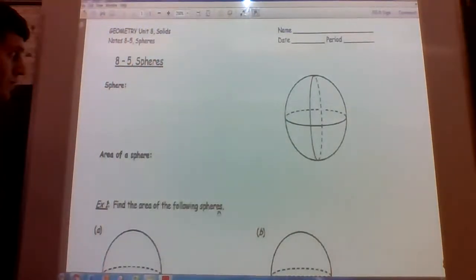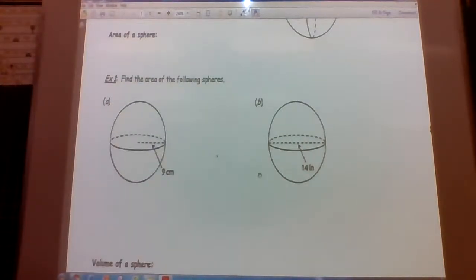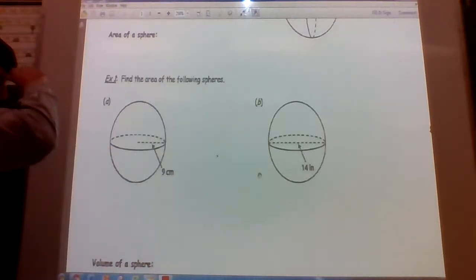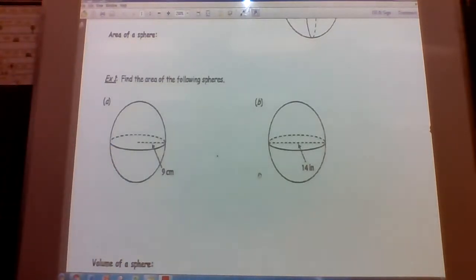These are the notes for the volume and surface area of spheres. So let's start with surface area. Spheres are probably the easiest of the shapes. Figures, I don't know if shapes is a word we should be using. Figures is probably better, geometric figures.